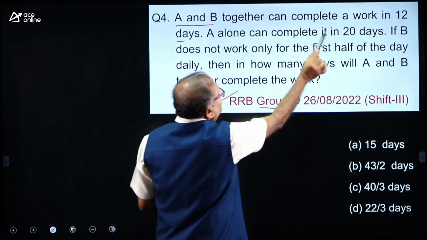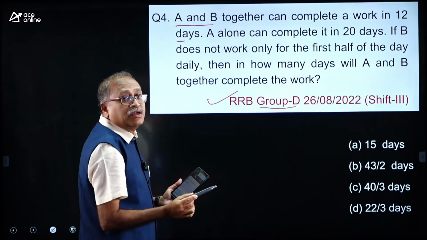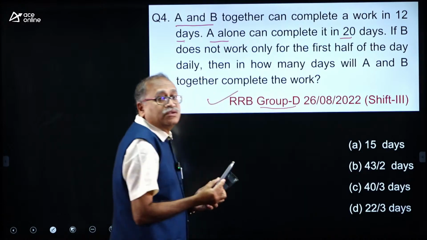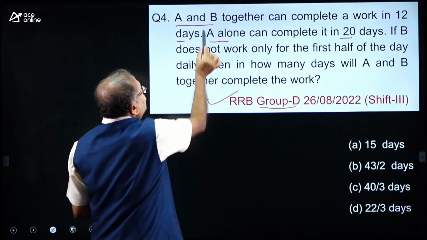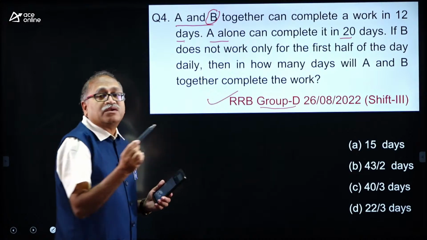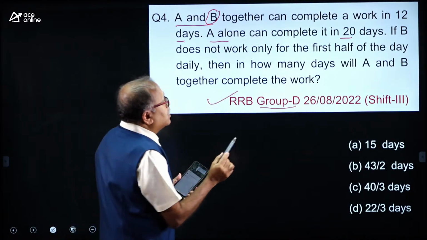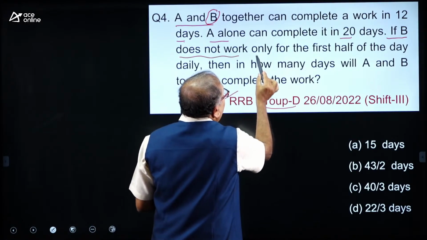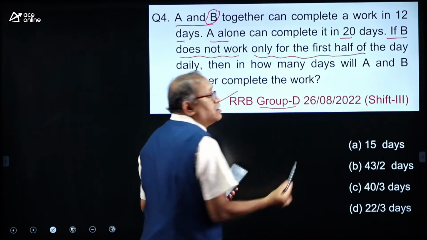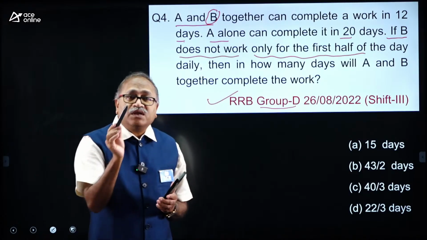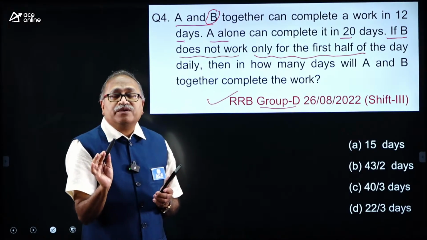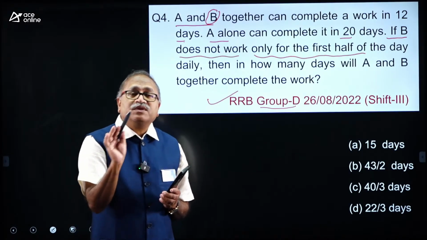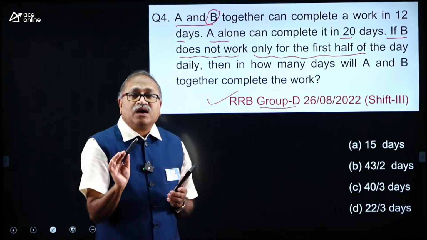Okay, A and B together can complete the work in 12 days, and A alone can complete the work in 20 days. By using these two pieces of information, I can find out B alone can complete the work in how many days. After that, it is said, if B does not work for the first half of the day, that means B works the second half of the day. He does not work on the first half of the day. That means he is working only the second half of the day.